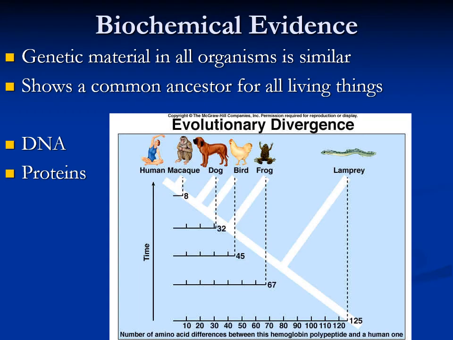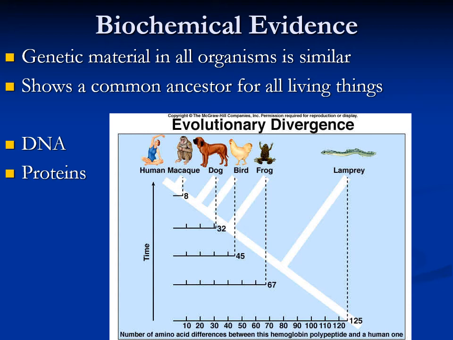Then, of course, we have the very best evidence of evolution, which is biochemical evidence. This is looking at our genes and how similar they are or how different they are. And that shows common ancestors too, that we all have DNA and we can compare them. We can do the same thing with proteins as well. So the idea is that if you look at everything compared to the human, we're going to compare everything to a human in this case.